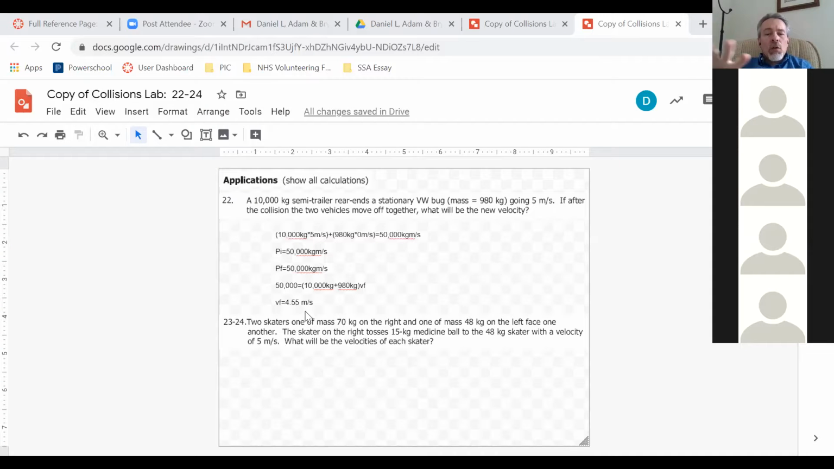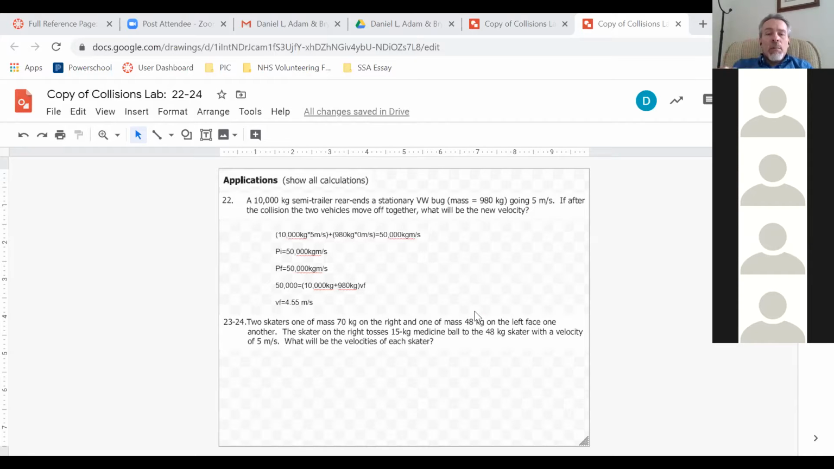Okay, so again, don't unshare because I want to talk about some stuff. I hope everybody understands I made a mistake on this. I really should have made sure it was a vector. I should have said something like 5 meters per second to the northeast. That means the final answer would have been 4.55 meters per second to the northeast.